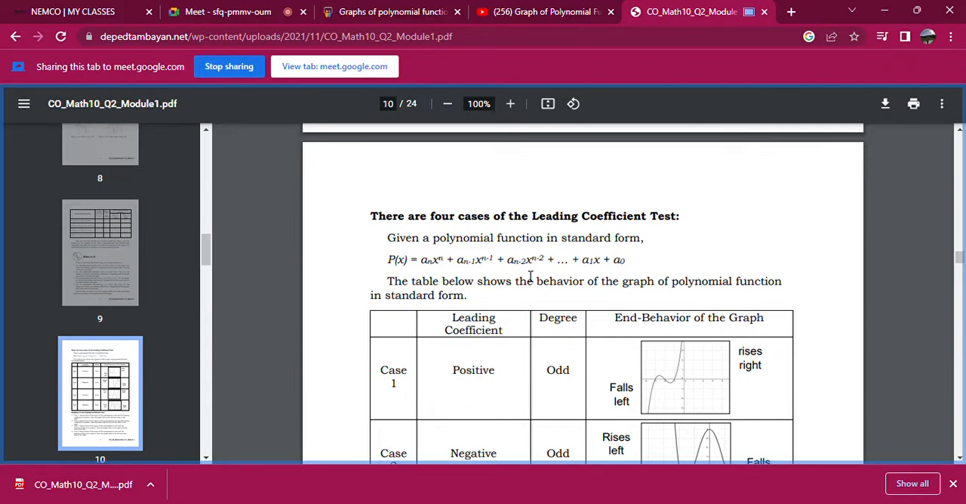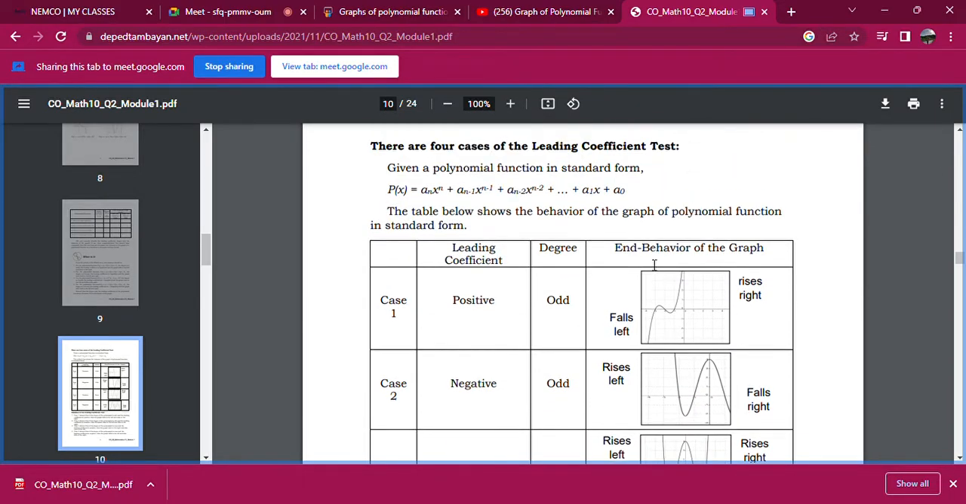Okay, so there are 4 cases of the leading coefficient test. So this is what we call a leading coefficient test. So we have a polynomial function that should be in standard form. So when we say in standard form, dapat ang ato forma sa ato polynomial function is from greatest to lowest, or from highest to lowest.